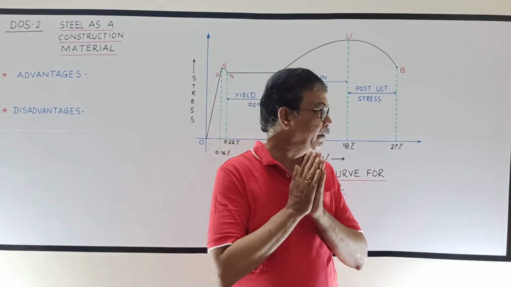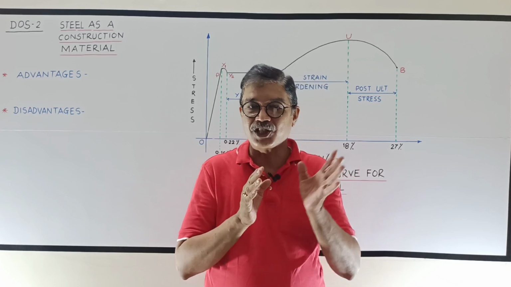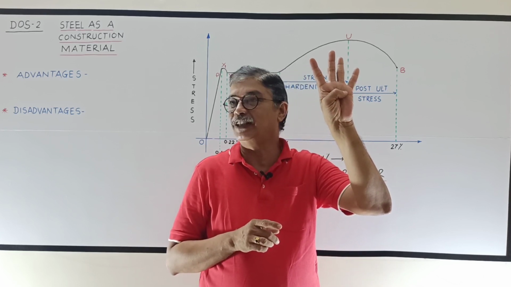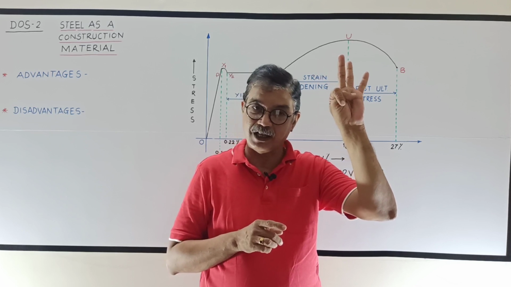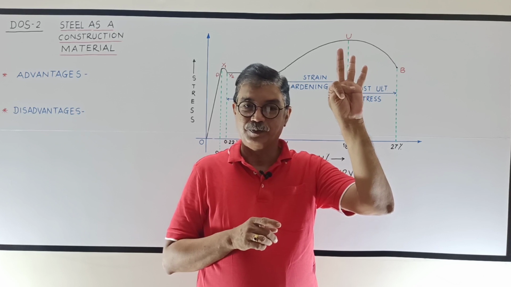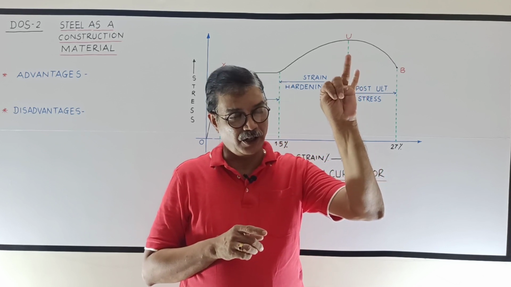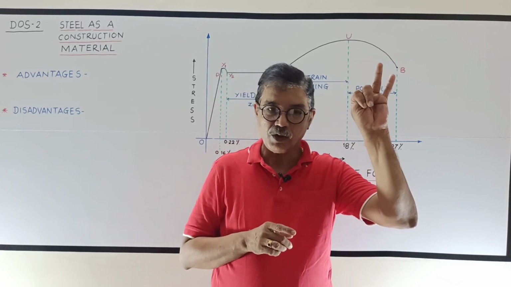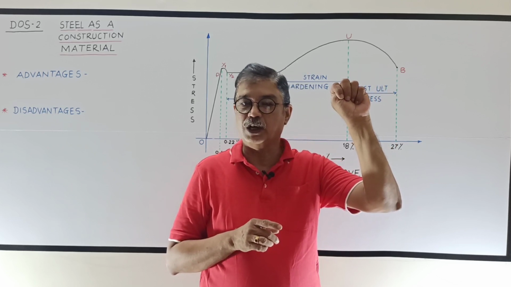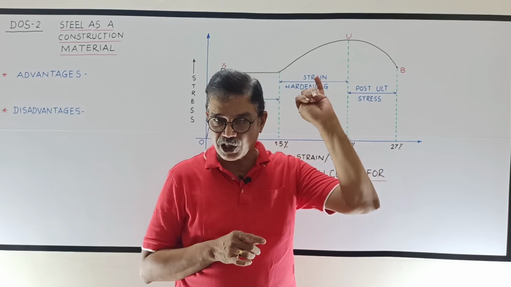I will once again repeat one by one. High strength per unit mass. Being ductile, it gives the signs of failure in advance. Third one, due to ductility, premature failure can be avoided. Fourth one, more durable. Fifth one, tough. Sixth one, easy to handle and transport.